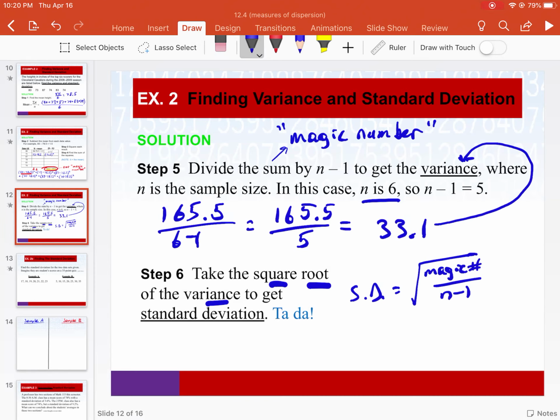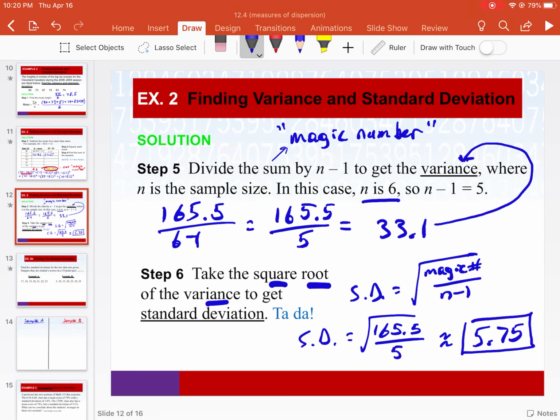So you can really combine steps 5 and 6, and I'll do it for you. So the standard deviation is the square root of 165.5 divided by n minus 1, which is 5. Go ahead and try that on your calculator. You may have to put the whole thing in parentheses, but just make sure everything stays under the square root. So second square root, 165.5 divided by 5, and hit enter. And there you go. You should have gotten 5.75. That's your standard deviation.